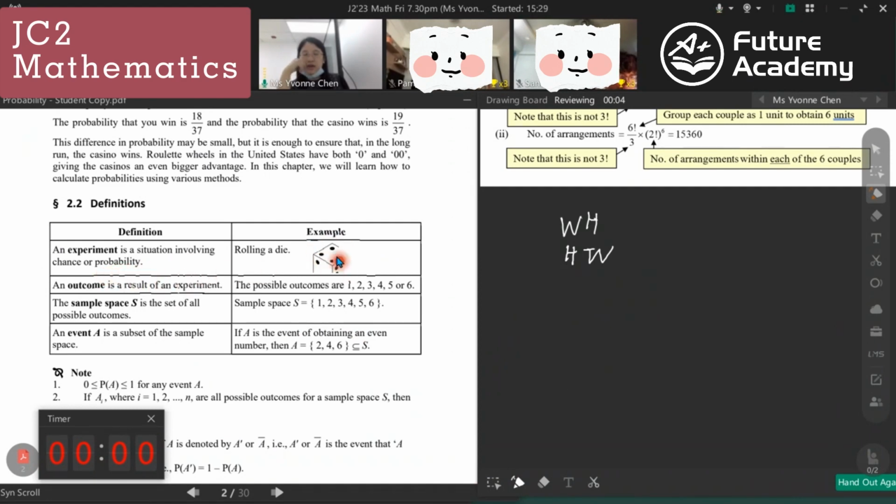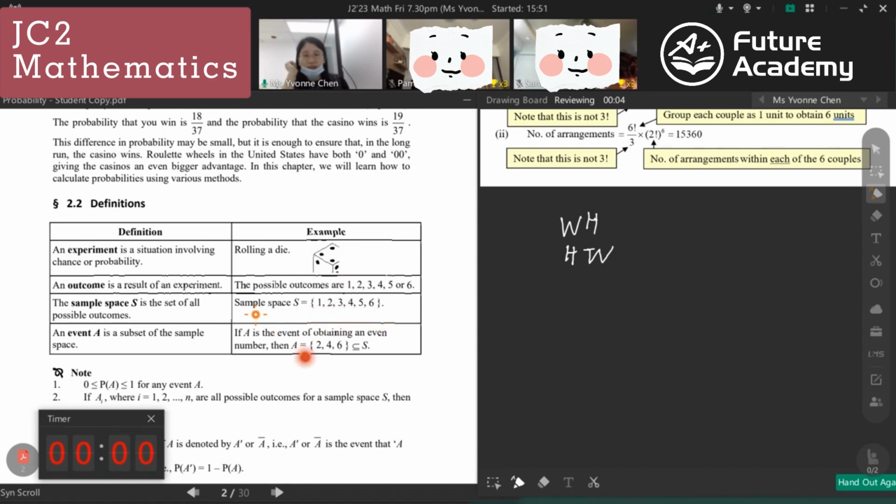Okay, so for example, we are going to roll a die. An outcome is a result of an experiment. So the possible outcomes are 1, 2, 3, 4, 5, 6 for the experiment, which is rolling a die. And then the sample space S is the set of all possible outcomes.